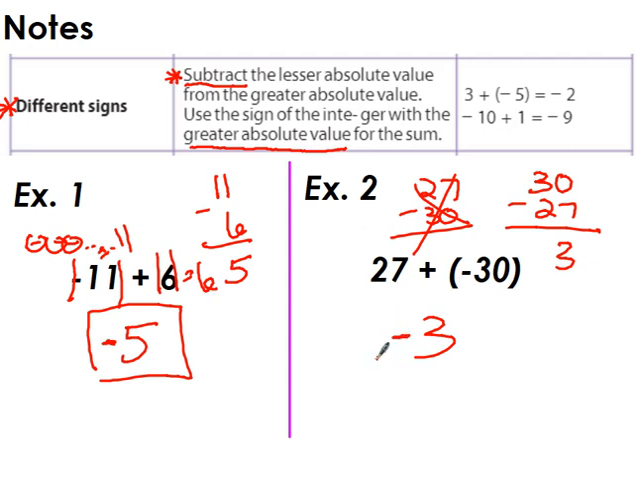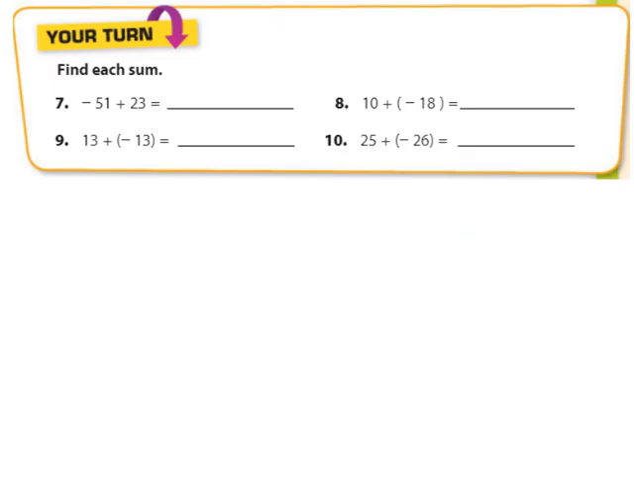That means my answer is -3. Okay? Now, we have 4 more to work on. Let's do 7 again. I want you to see one more at least together, and then I want you to try a couple on your own. So for number 7, I have -51 plus 23.